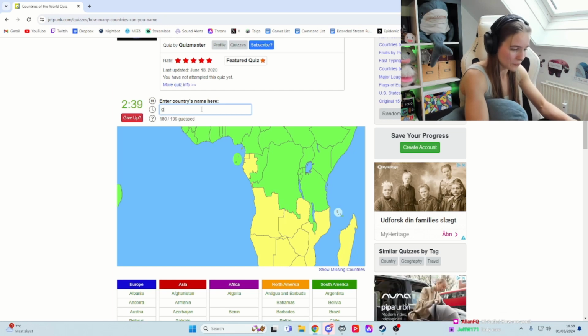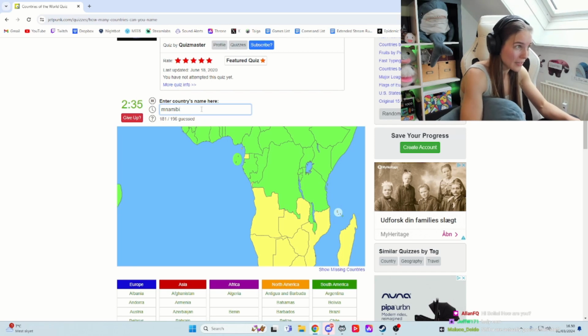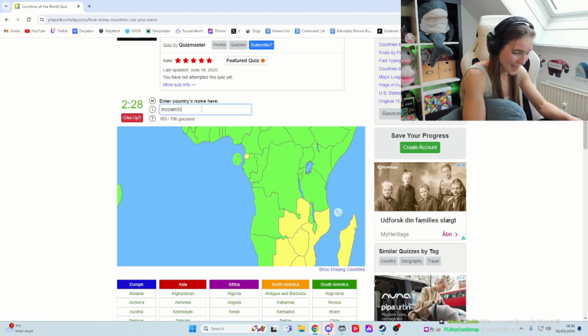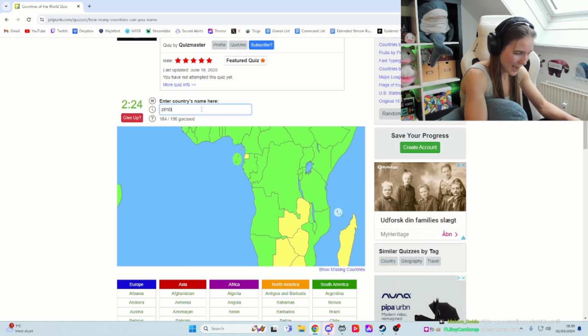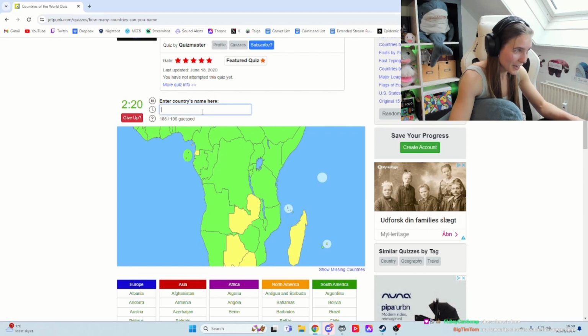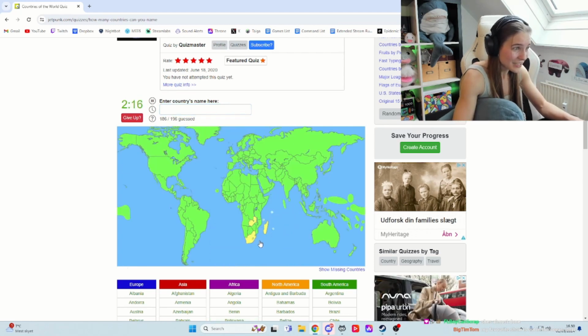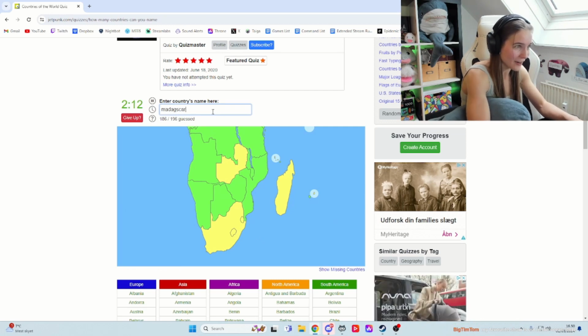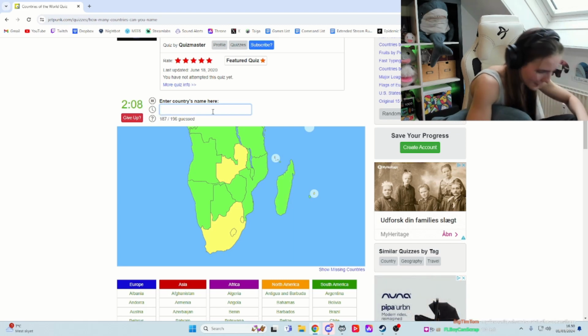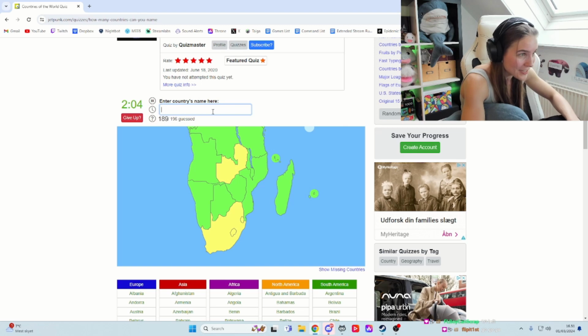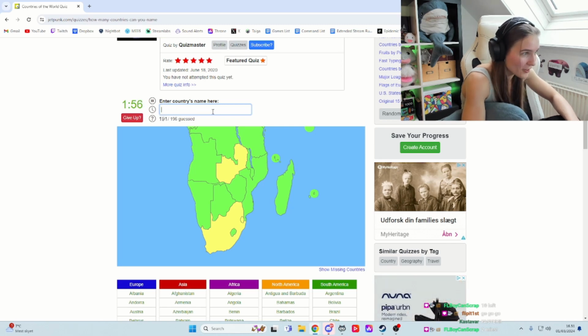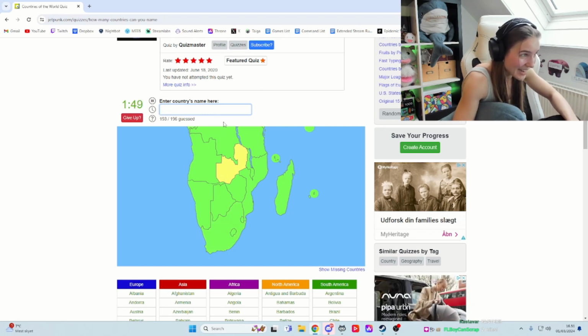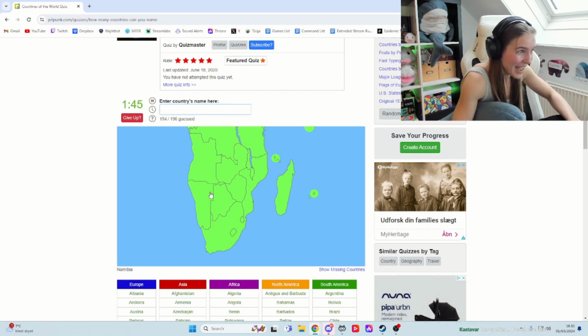And then we got Gabon, and we got Namibia. And Angola, and Mozambique, and we got Zimbabwe there somewhere, and we got Botswana, zoom in, we got Madagascar, we got Comoros, Mauritius, and the Seychelles. Shells. We got Lesotho, and Swaziland, and South Africa, and that is Zambia. And we got one more.